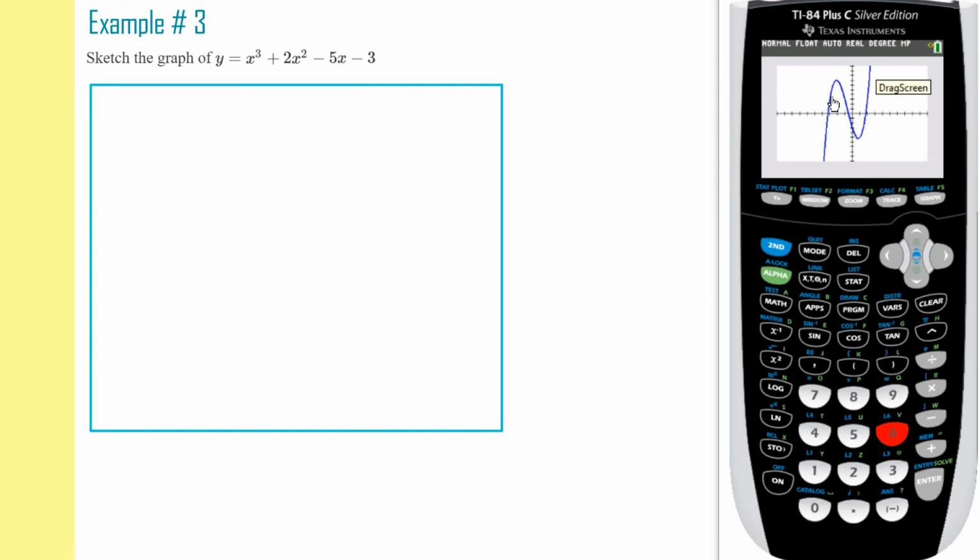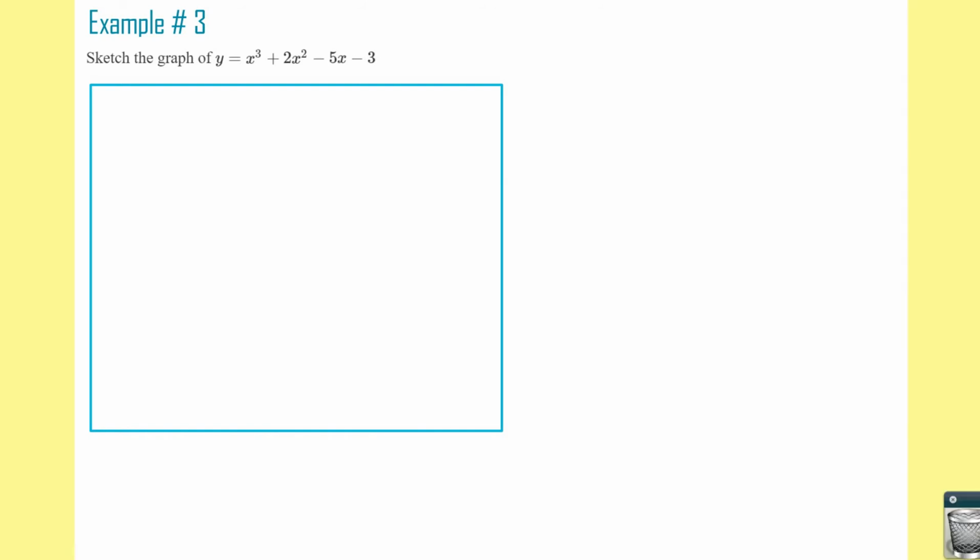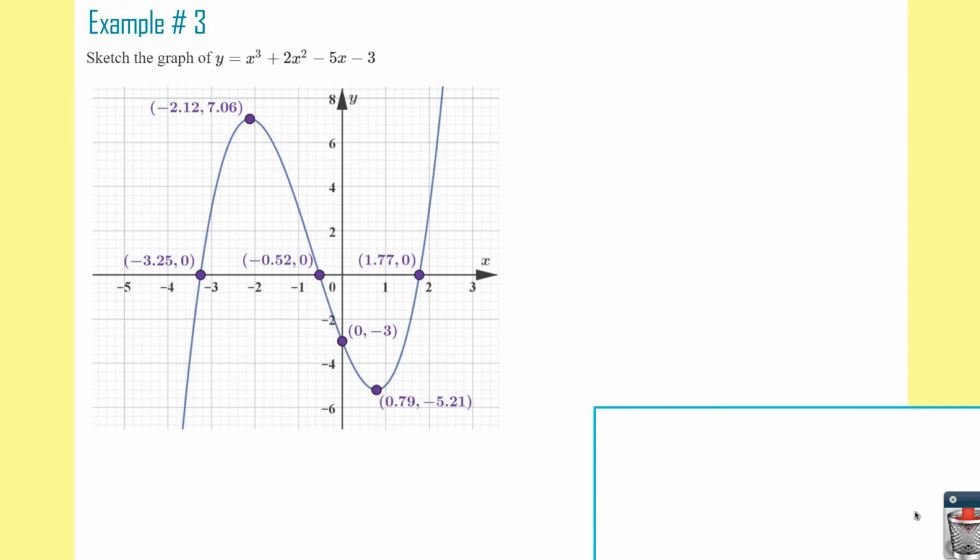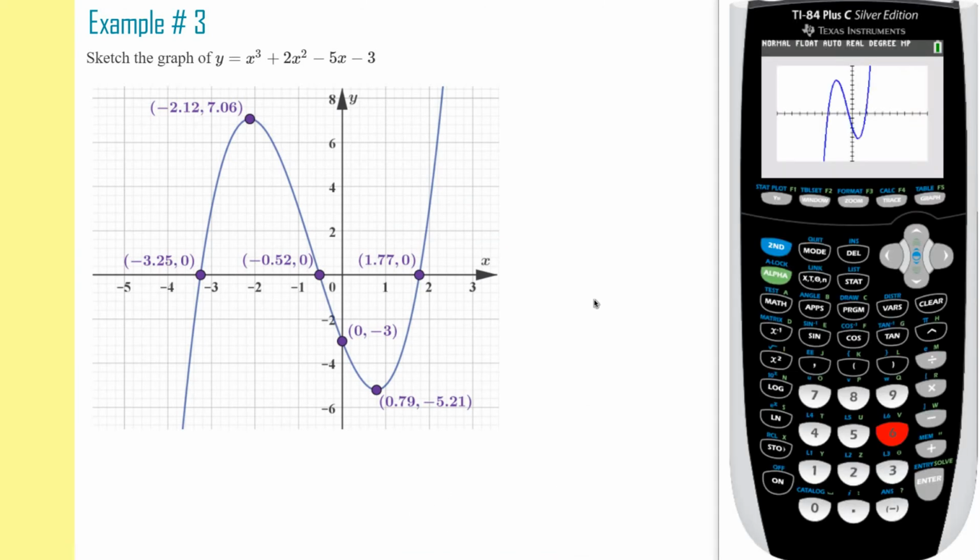So now I want to be able to find the x and y intercepts and your min and max. So I'm going to show you how to do it with the calculator. To double check ourselves, I'm going to go ahead and show you the answer and see if we can get those same things on our calculator.